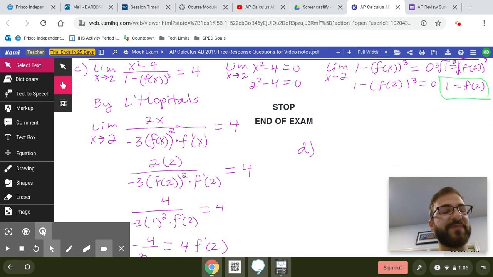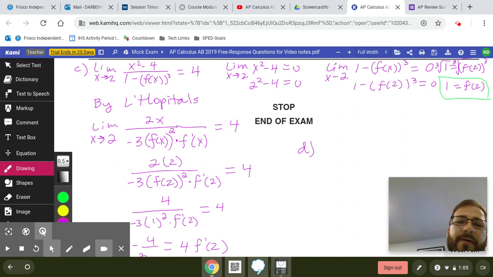All right, so part D says by squeeze theorem, yes. You might have noticed we've never talked about squeeze theorem in AB because it's not supposed to be an AB topic.